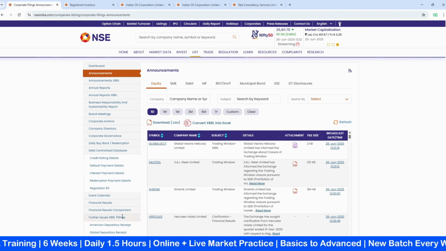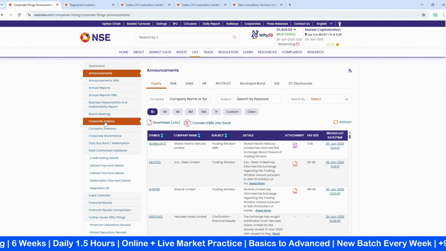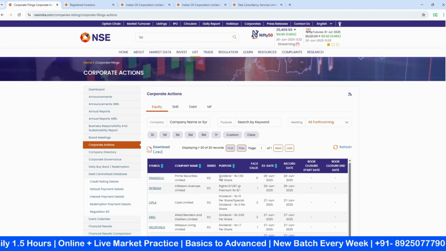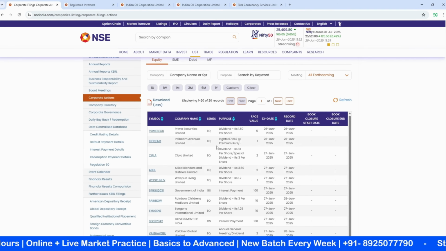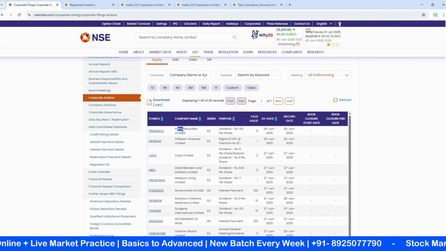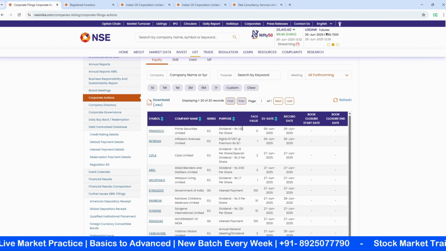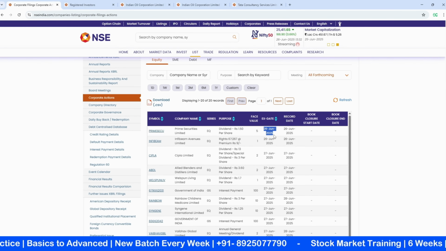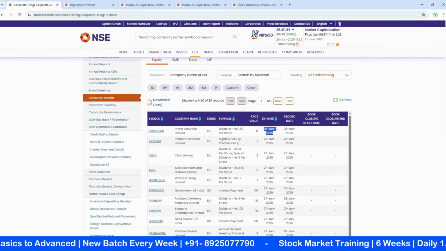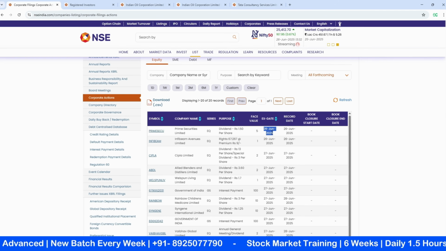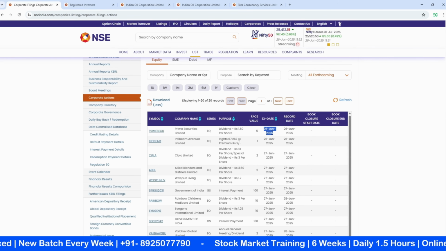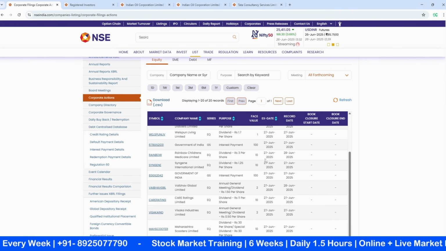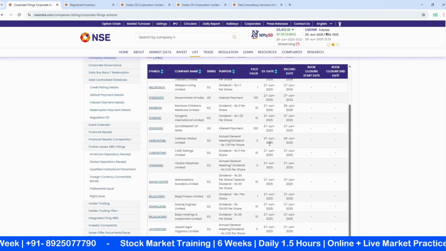But many people want to know about corporate actions: dividends, bonus, buyback. So just hit corporate actions. You get to know the corporate actions by companies. Like Prime Securities Limited, a company which offered a dividend of 1 rupee 50 paise per share, and their ex-date is 26th June 2025. So if I happen to have shares in the morning, I will get 1 rupee 50 paise in my registered bank account. Likewise, you have a lot of companies' corporate actions listed here.